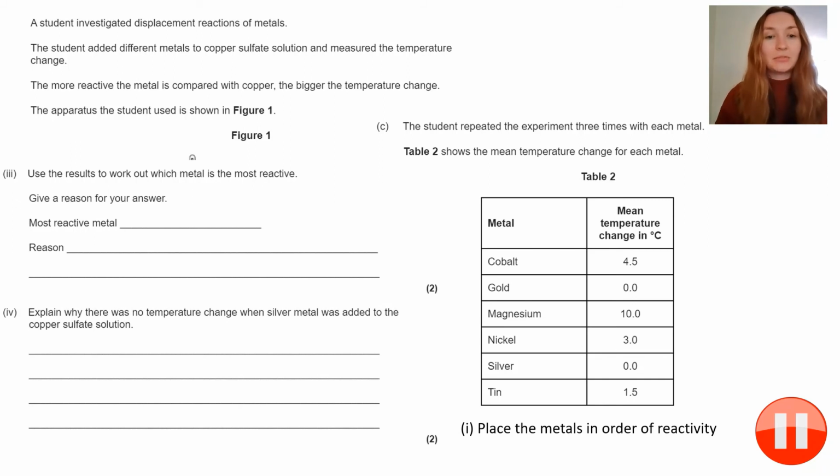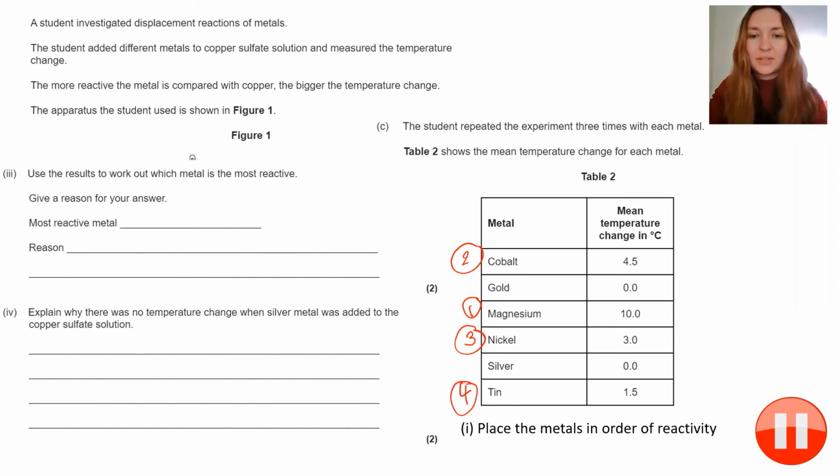Okay, so we're going to go through the answers together for this. So you're going to start off by looking at trying to put these in an order of reactivity. So if there's a bigger increase in temperature, that means it's more reactive. So therefore the most reactive metal would be magnesium. So I'm going to just put some numbers next to them. The next most reactive metal was cobalt with 4.5. After that it was nickel. After that it was tin. And then after that, we've got 2 which are tied. So we're just going to give them the same score. Okay, we can see that there's no temperature increase and therefore no reaction has taken place.